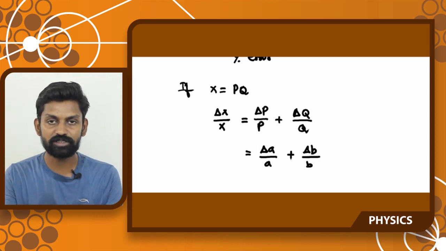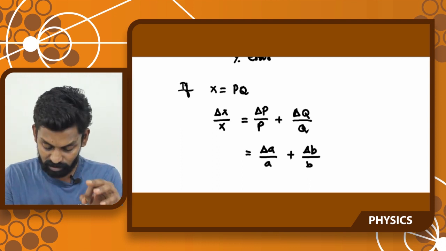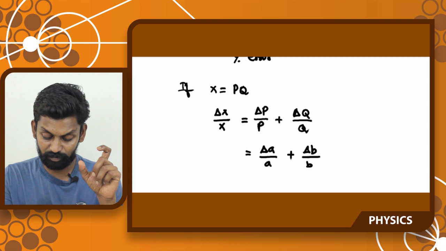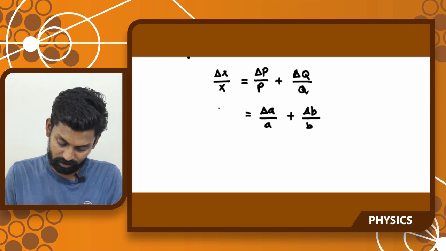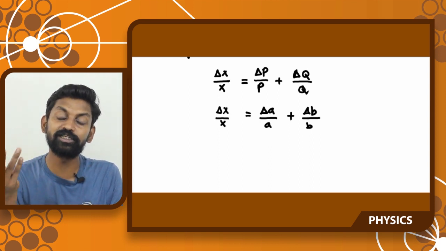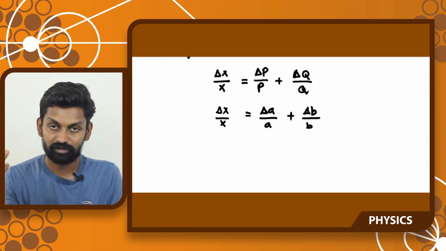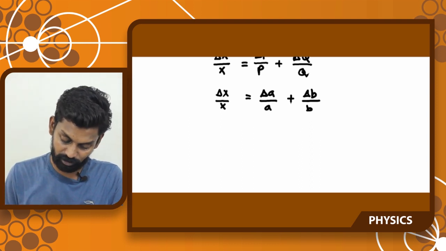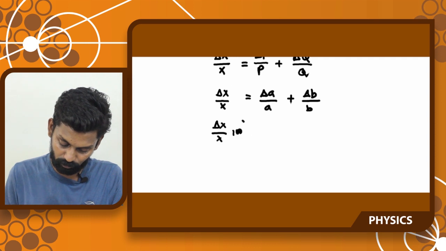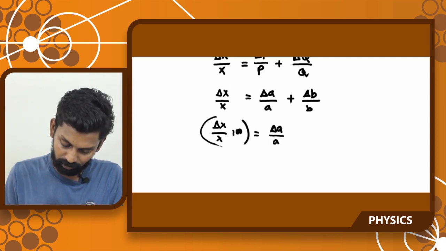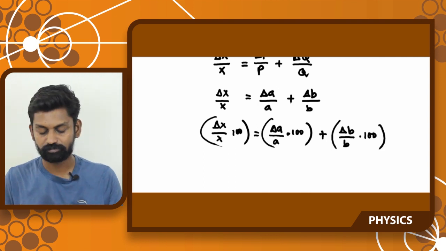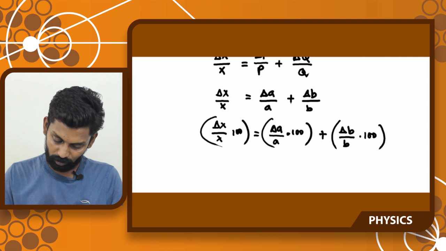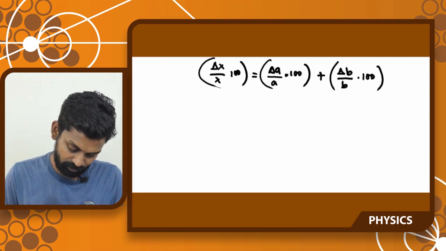So during multiplication, the only thing you have to remember is that when two terms are multiplied, the relative errors will get added. Okay. So delta X by X, and if you want to calculate the percentage errors, they will also get added. The same thing we have already written: delta X by X into 100 is equal to delta A by A into 100 plus delta B divided by B into 100. So these are the results of multiplication. Now next we are going to look at division.